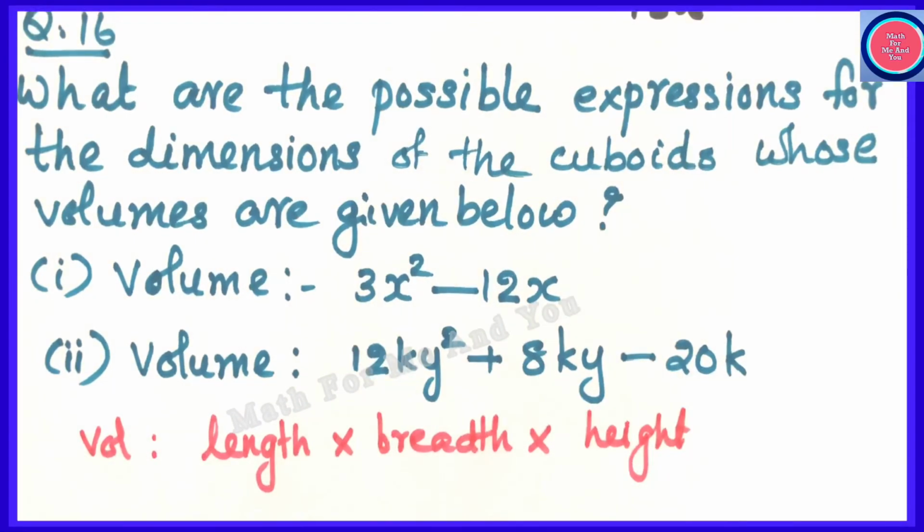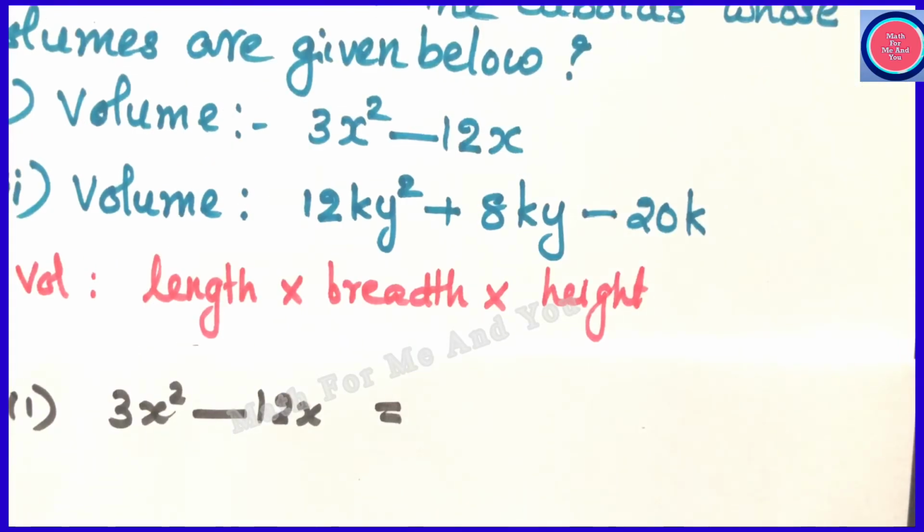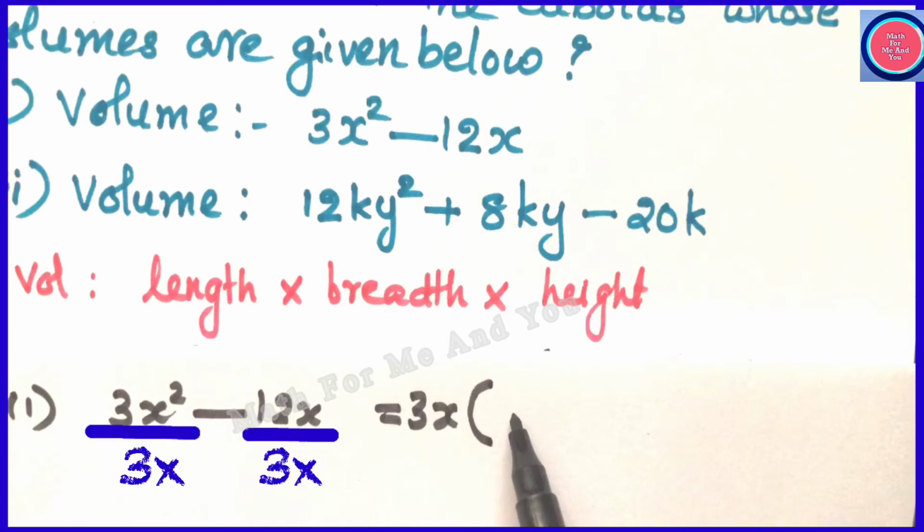So we could start with part 1. The given volume is 3x square minus 12x. We have to find out the common factor from these two terms. X is a common factor, also the number 3 is a common factor. So we can take 3x outside from these two terms. The meaning of writing 3x outside means divide each term with 3x. 3x square by 3x is x.